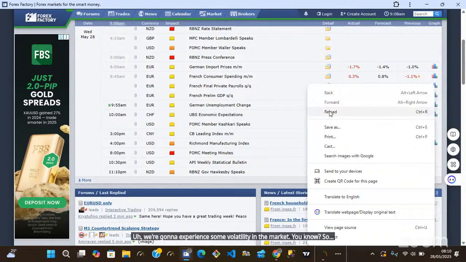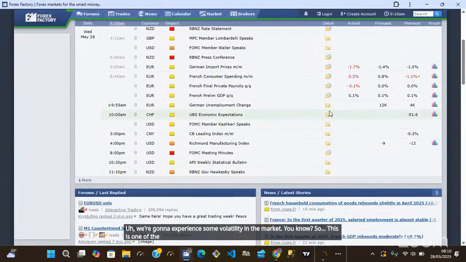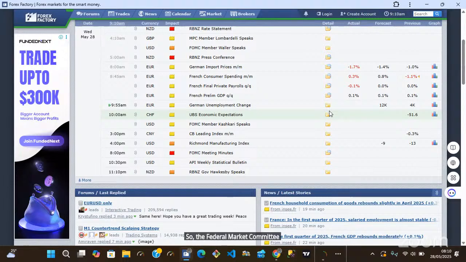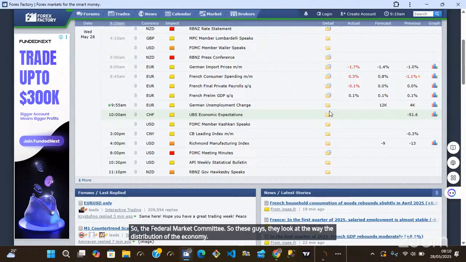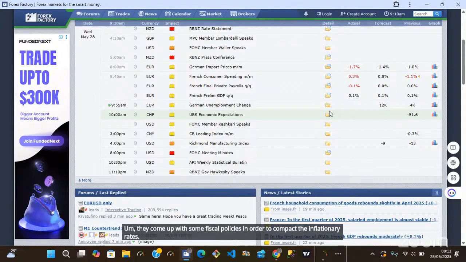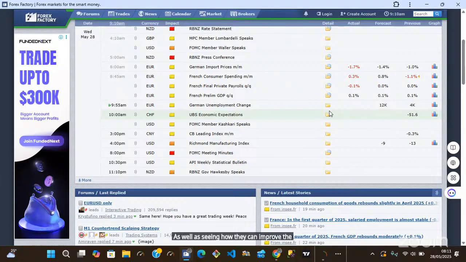These are the people in charge of setting interest rates in the Federal Reserve of America, the Federal Open Market Committee. They look at the situation of the economy, they consider the inflationary rates, and they come up with fiscal policies in order to combat inflation, as well as seeing how they can improve the dollar. So they set interest rates.